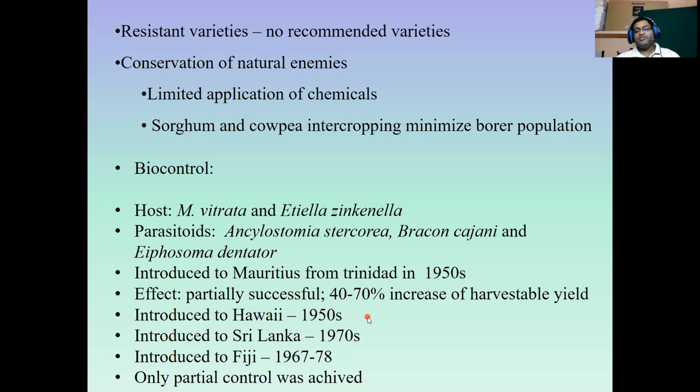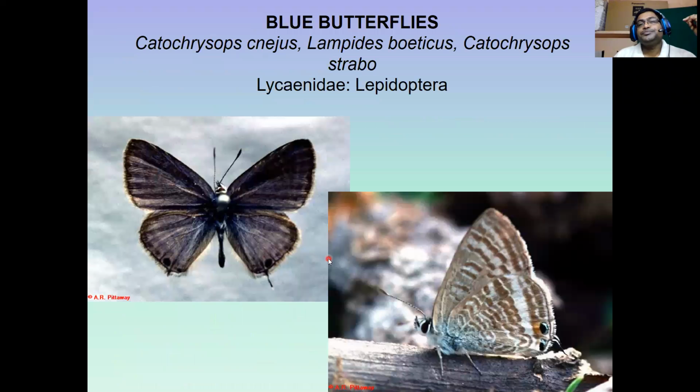They were introduced in the 1950s in Hawaii, in the 1970s in Sri Lanka, and in 1967 to 1970 in the Fiji Islands. So these three parasitoids were introduced in many countries and partially controlled this spotted borer. But nowadays, this spotted borer is a very big problem throughout string bean cultivation, because of the unavailability of these beneficial organisms. We have abolished or killed these beneficial parasitoids by over application of broad spectrum chemicals.